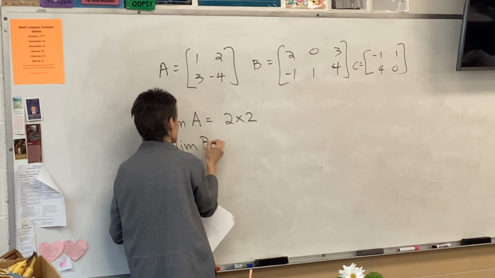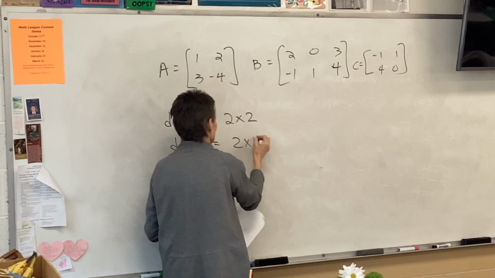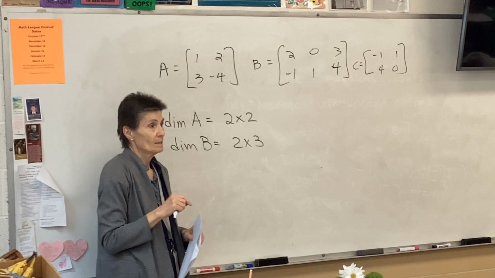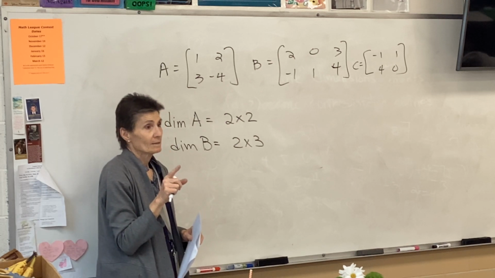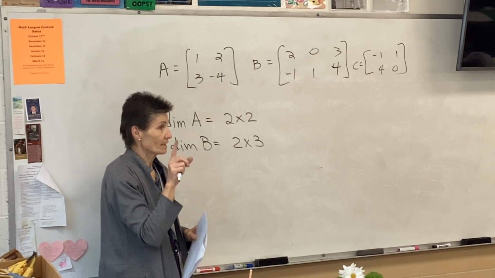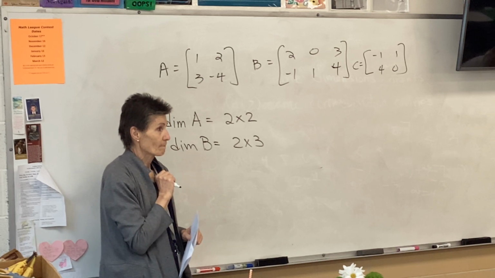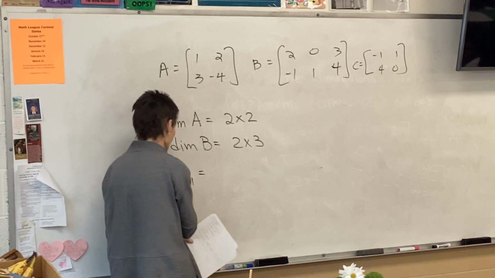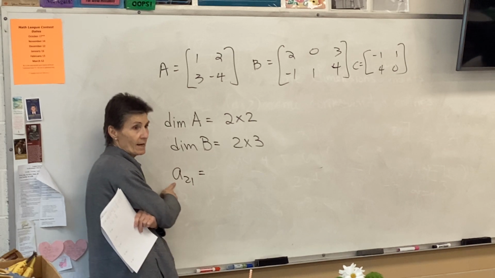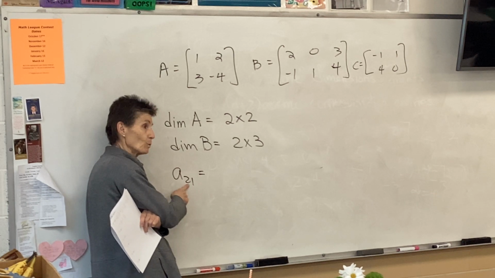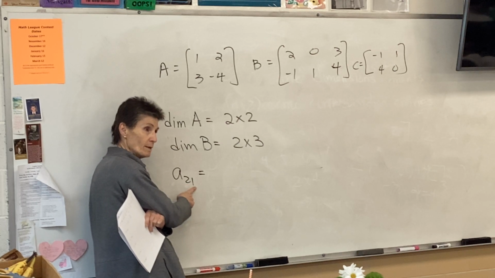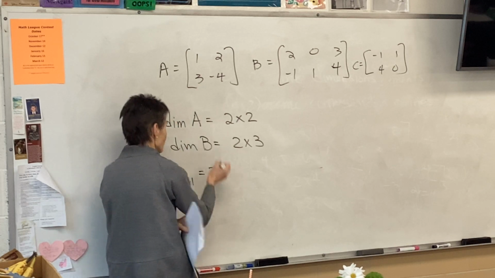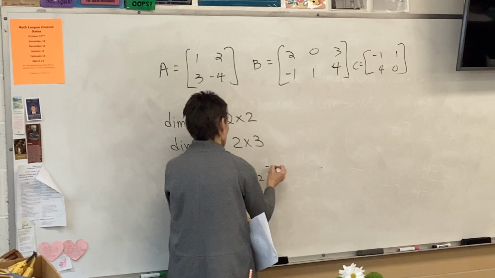How about B? What are the dimensions of B? 2 by 3. Rows by columns. I always remember that. I'm Roman Catholic, RC, rows, columns. Rows first, columns second. All right, A sub 2, 1. The little a tells me to look in matrix A. And I'm looking at row 2, column 1. So what is the entry that's A sub 2, 1? 3. Perfect.